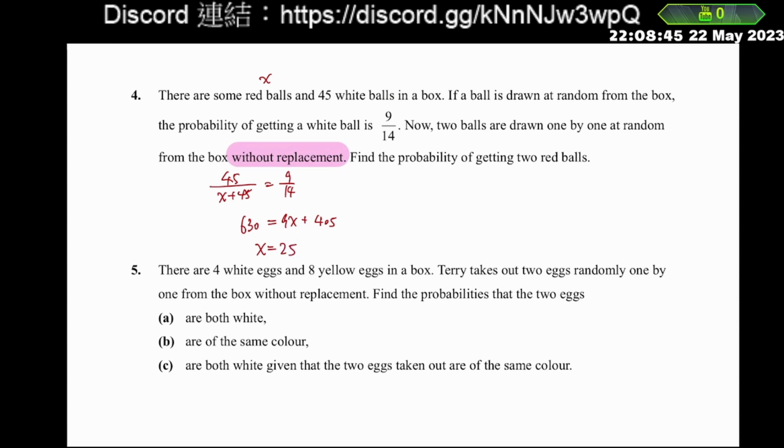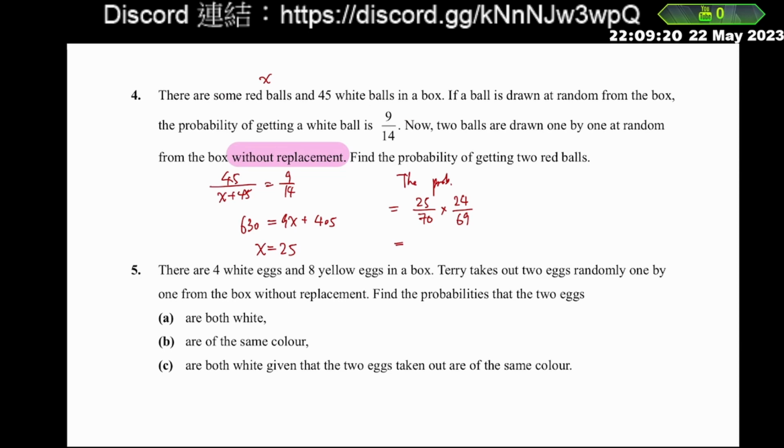And after finding x, for the probability of getting 2 red balls, we just draw the red balls one by one. And since both are red balls, the order is not very important. So the probability will be 25 red balls out of the 25 plus 45, that means 70. And then times the second red ball. Since the red ball is not put back, therefore 24 remain. And also the total balls will be 69, what remains.